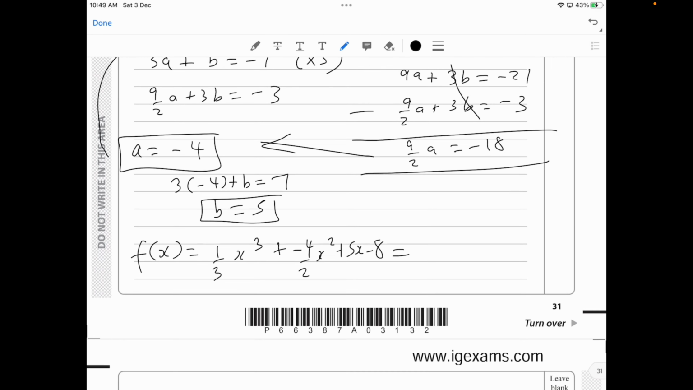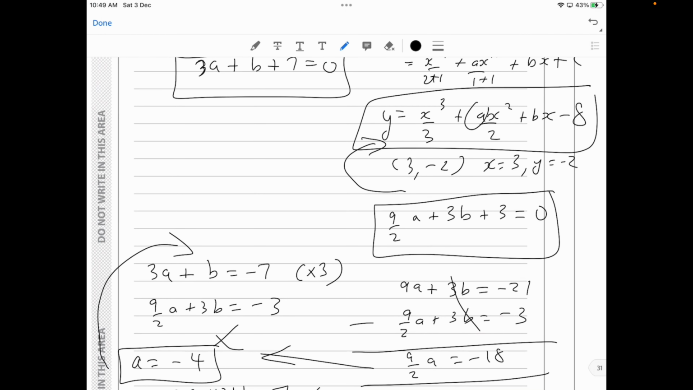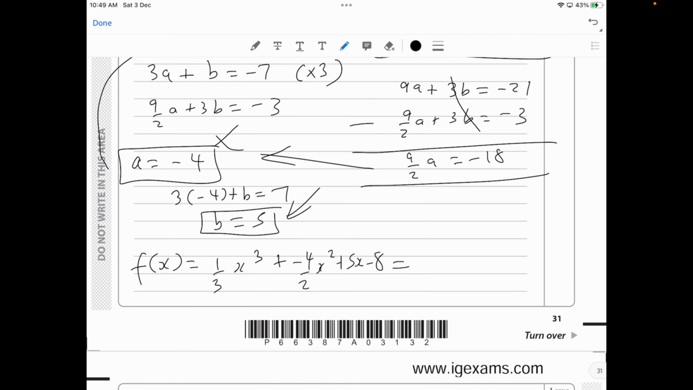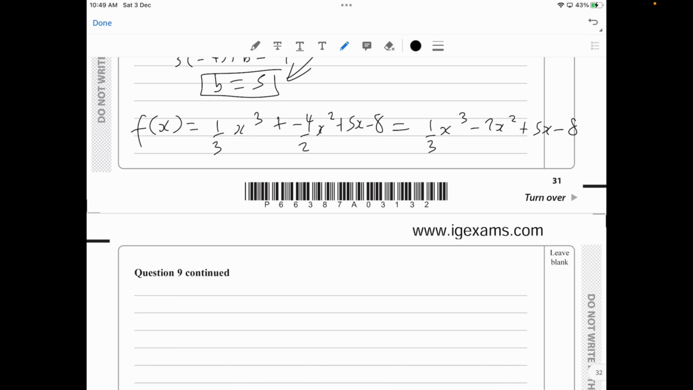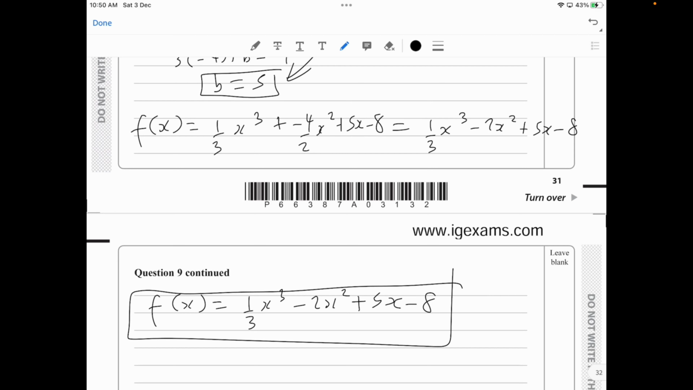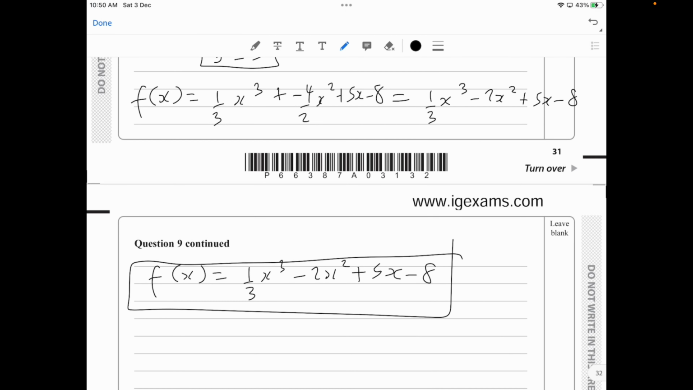Indirectly, this all becomes, since we have substituted the values of b and a into this equation over here, we have to, of course, simplify this. So you're going to get 1 by 3 x raised to the power 3 minus 2x squared plus 5x minus 8. This is going to be your final answer. So f of x is equivalent to 1 by 3 x raised to the power 3 minus 2x raised to the power 2 plus 5x minus 8. So this is going to be your final answer for about 6 marks. I'm just going to write this down properly so you guys can see that.